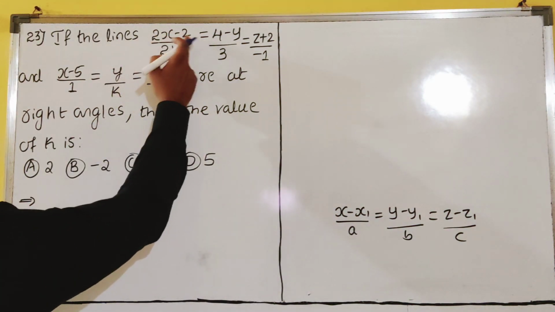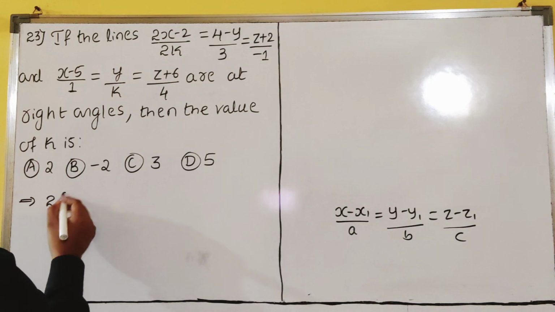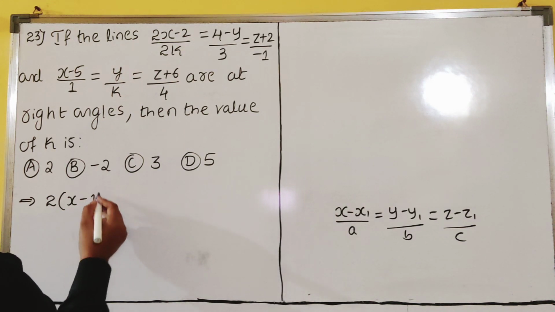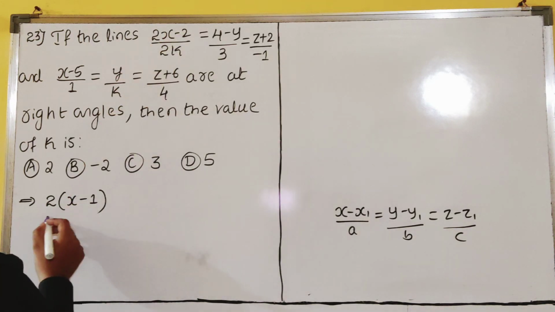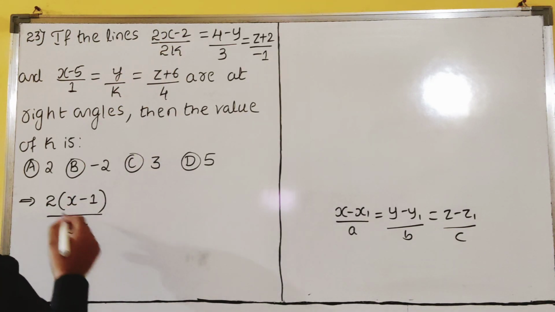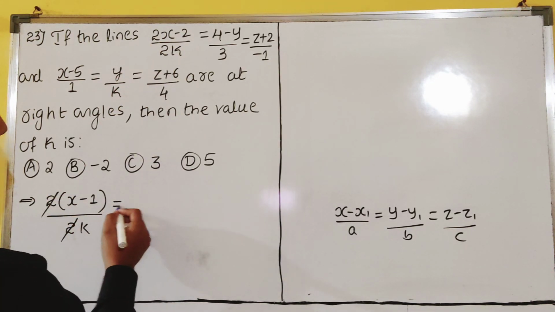What is common in this, dear students? 2 is common in the numerator. What will we be left with? x minus 1. 2 into x is 2x, 2 into minus 1 is minus 2, whole divided by 2k. So the 2 gets cancelled. So now what are you remaining with?